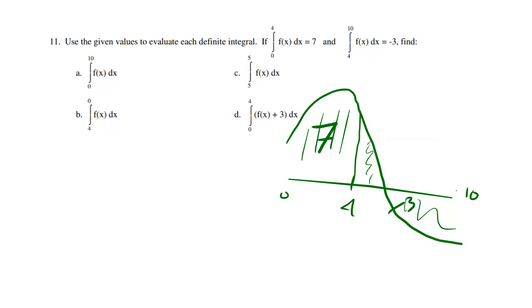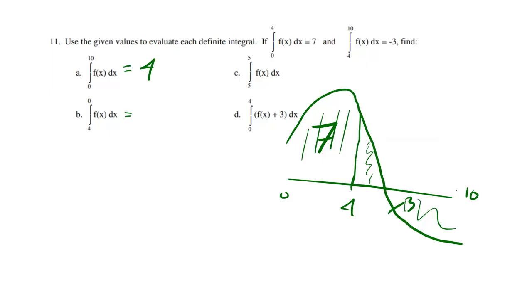For the illustration, I could have put it hitting 0 at 4, but it's not necessary, right? Just the whole area from 4 to 10 adds up to negative 3. So what is the entire thing from 0 to 10? Well, that would be the 7 plus the negative 3, so that is 4.